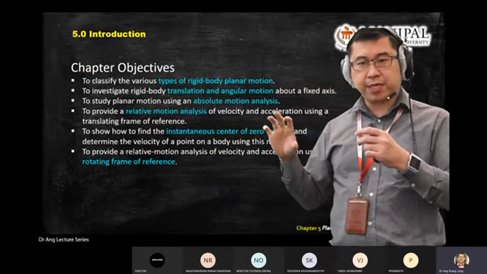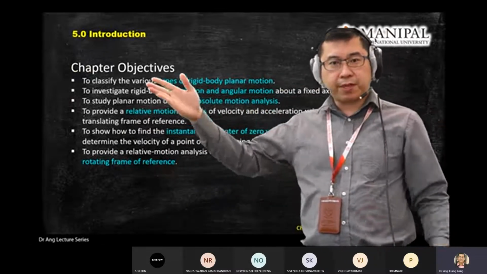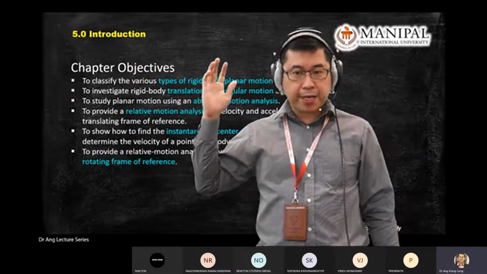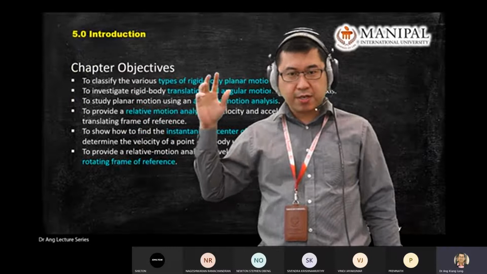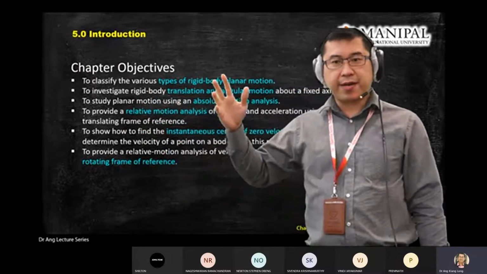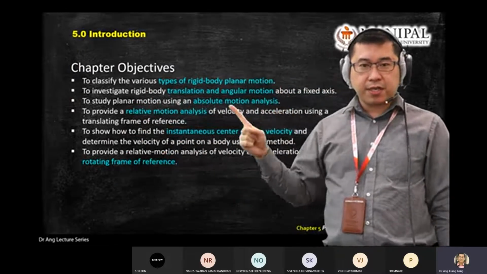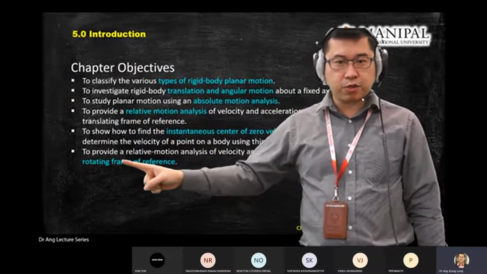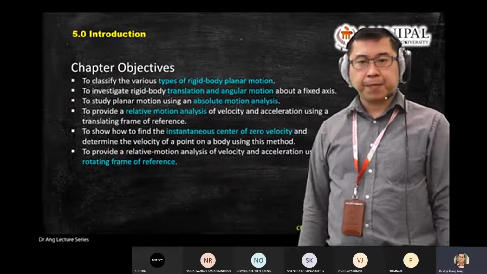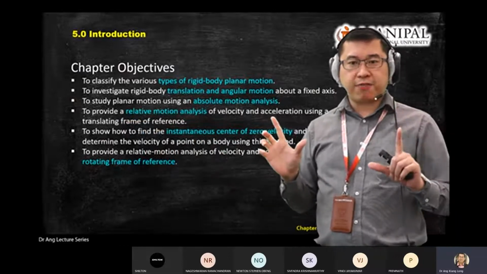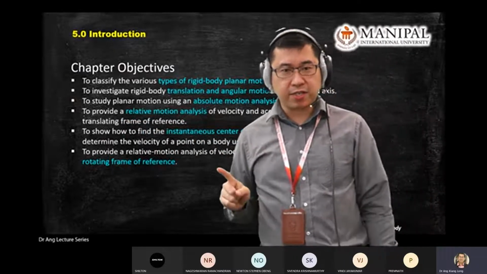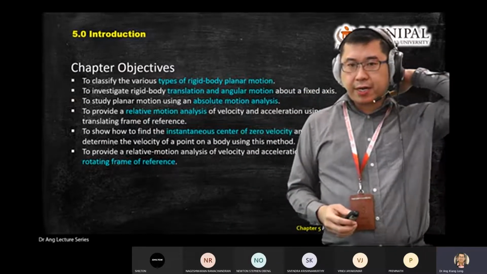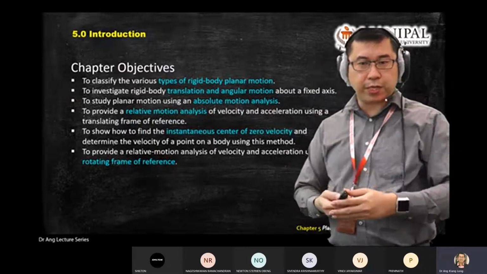Before chapter 5, you were using X and Y axes. In this chapter, you will see another reference axis that you use to do relative motion and also the rotating frame. You will see two sets of X, Y, Z axes in this chapter. So have that in mind. Okay, we'll go slowly.